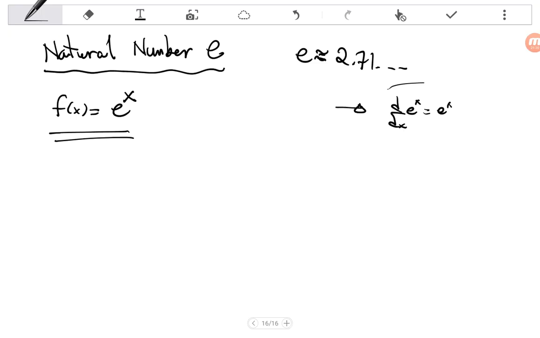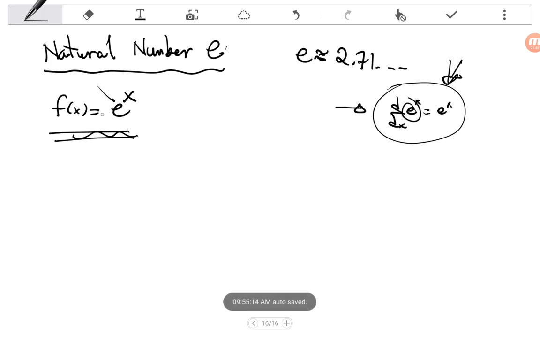It is the only function whose derivative equals itself; we will know the meaning of this statement afterwards, but we just know that this particular number, which is called the natural number e, gives special properties to the exponential function. That's why we study the exponential function in that form.